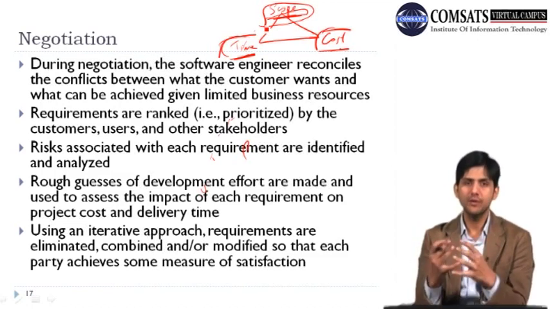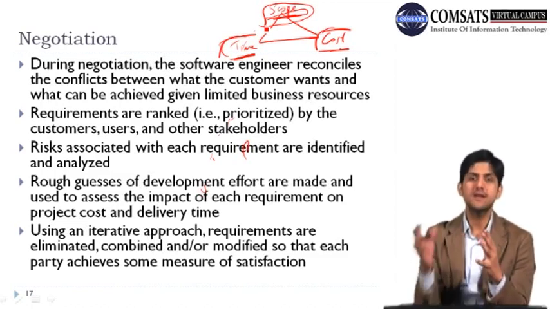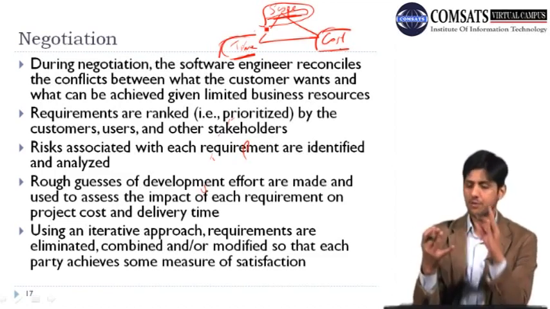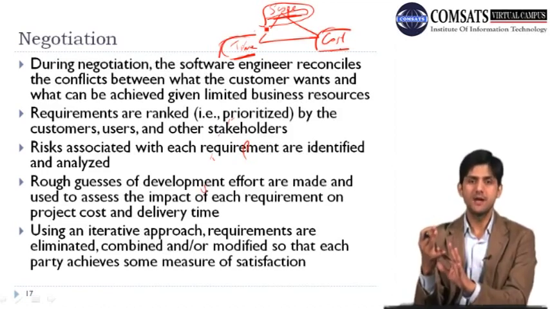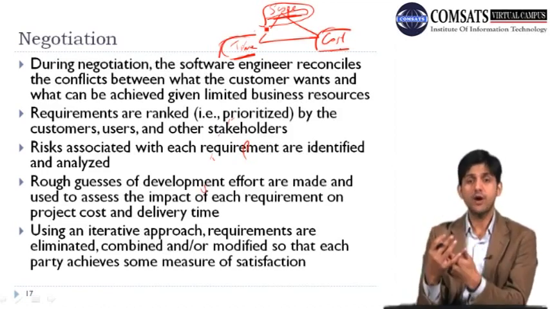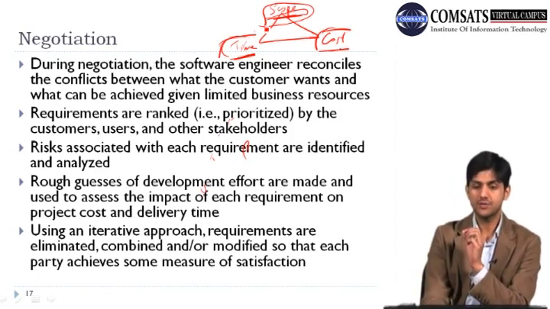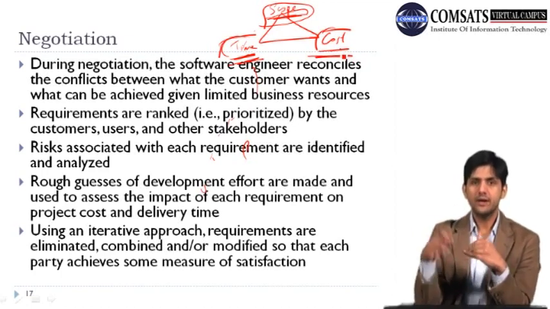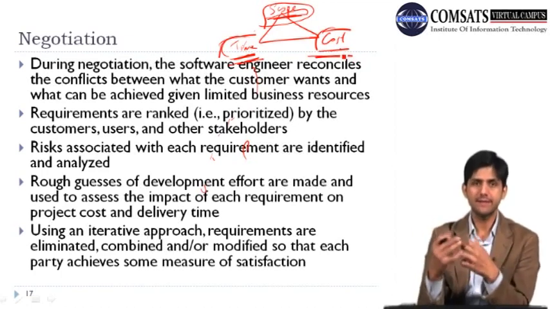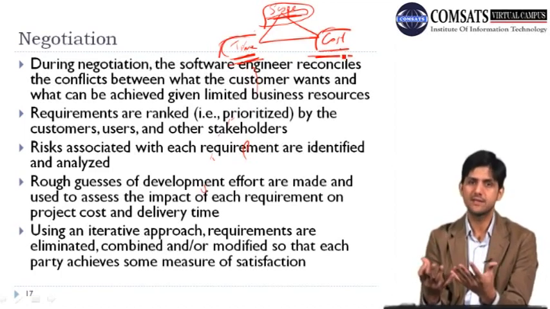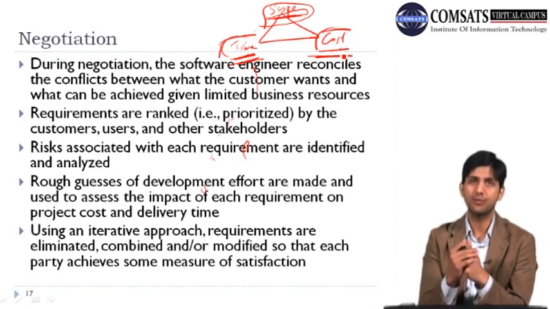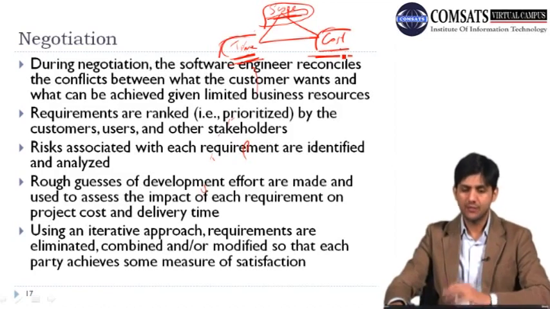So we know by now that negotiation is an iterative process. We prioritize requirements, we identify risks, we evaluate each requirement and look at the impact of each requirement on these two limited resources, which we have said are time and cost, and we say, okay, let's combine some requirements, let's delete some requirements, and let's try to resolve the conflicts in these requirements so we can complete what we want to do within the limited resources that we have.